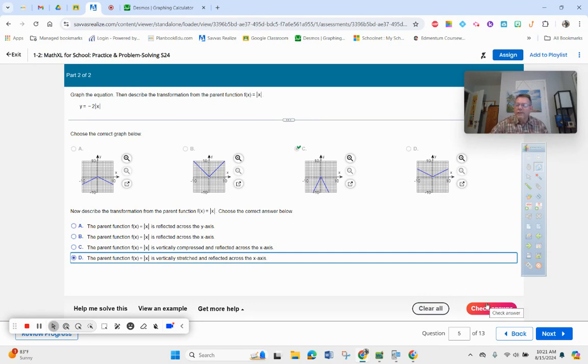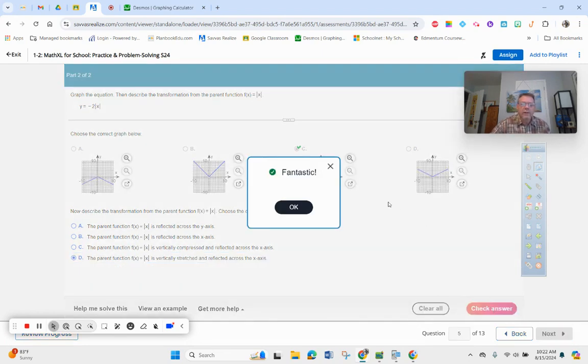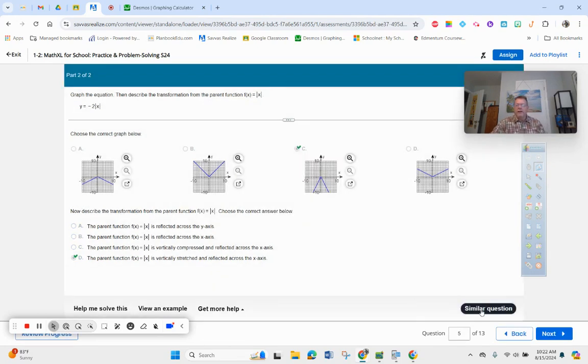Well, if I had made that error, it would have told me. And then I would have looked at it more closely and said, whoops, didn't read close enough. Got to be careful. Fantastic. So that was number 5. All right. Forgot to label that one.